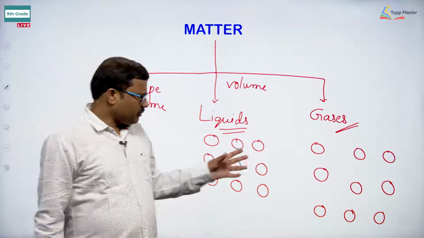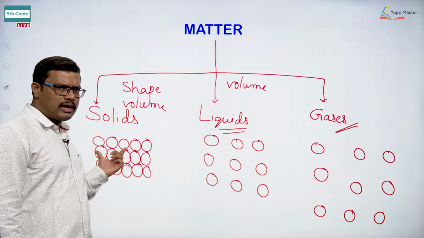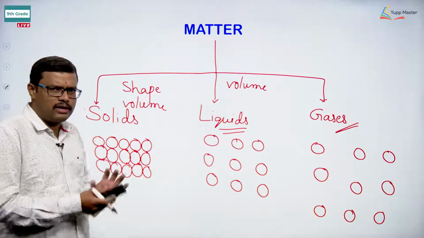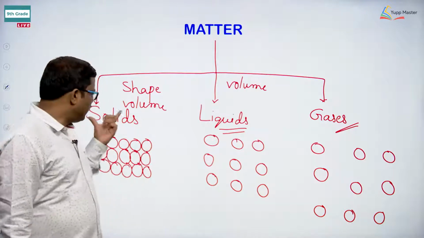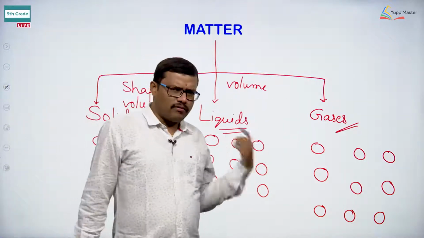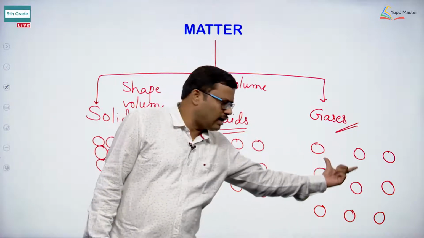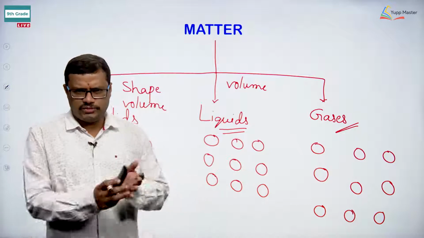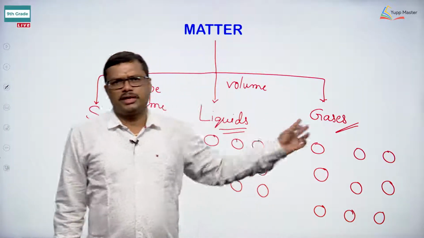Since here in the case of solids, the particles, molecules or atoms are arranged very closely with one another. So, these are incompressible; further compression is not possible in the case of solids. Whereas with liquids, when you compare with the gases, the distance between the atoms and the molecules in the case of gases is very large. So, they can be compressed easily.